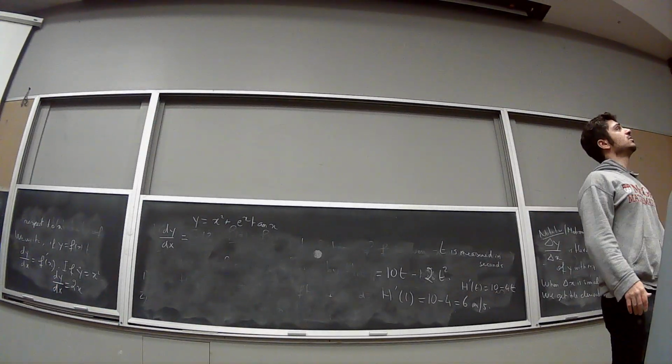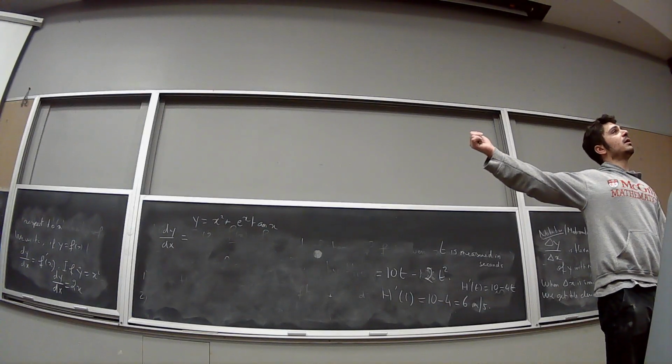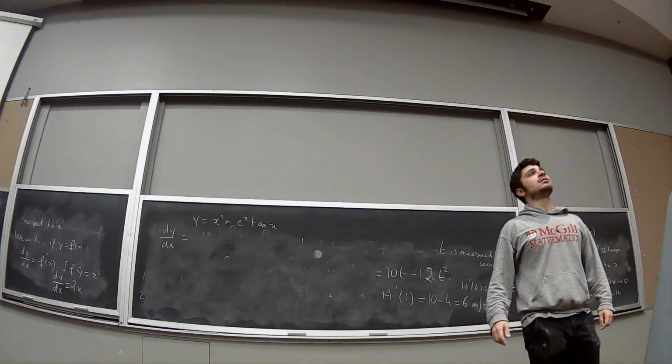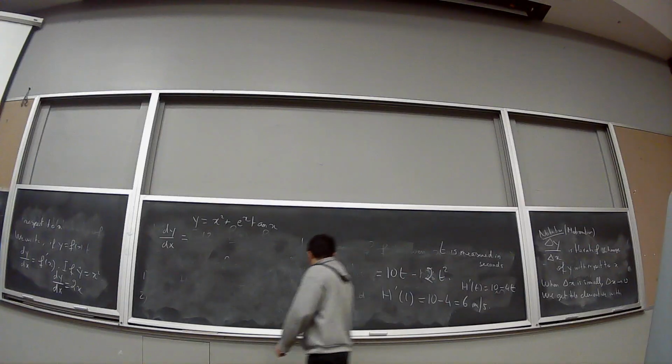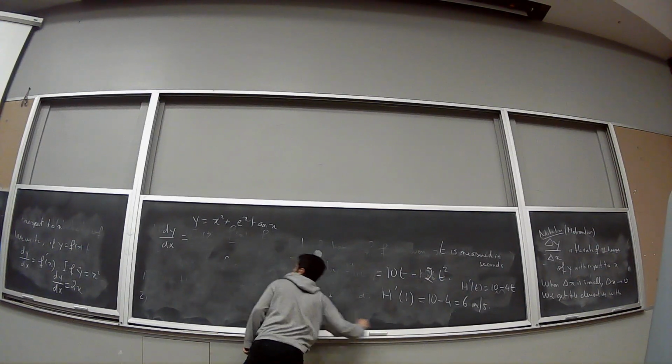What's the first thing? x squared. What's the derivative of x squared? Everybody. 2x. Very good. So I differentiate x squared to get 2x.